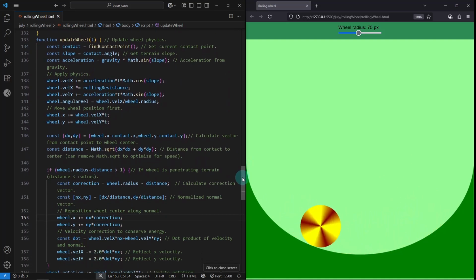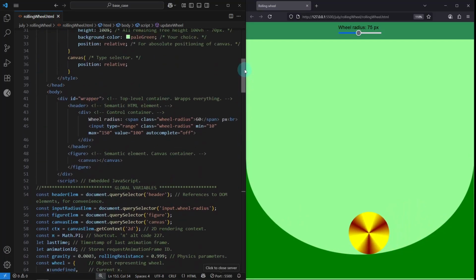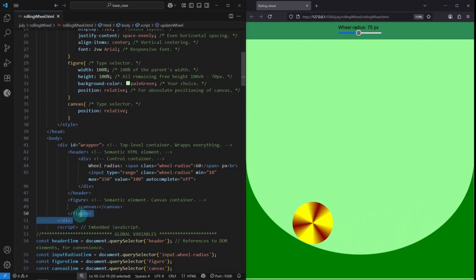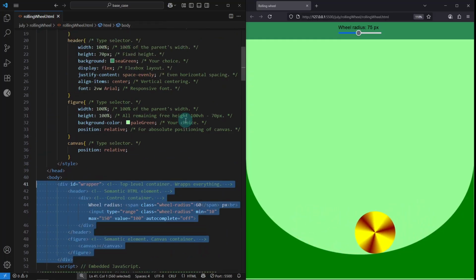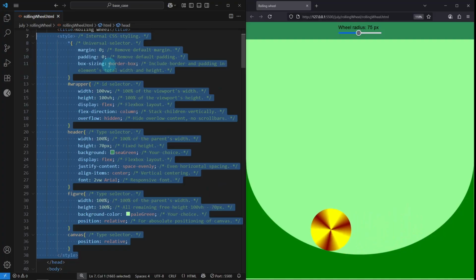The HTML provides a simple structure with just a header for controls and a canvas element for rendering. The CSS keeps everything clean and responsive, using viewport units to maintain full screen display and flexbox for proper element alignment.